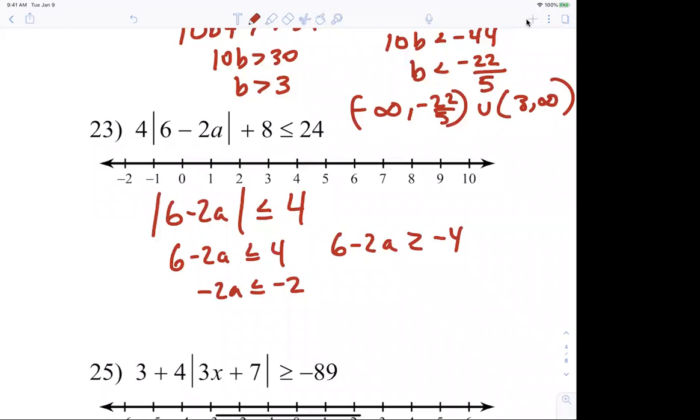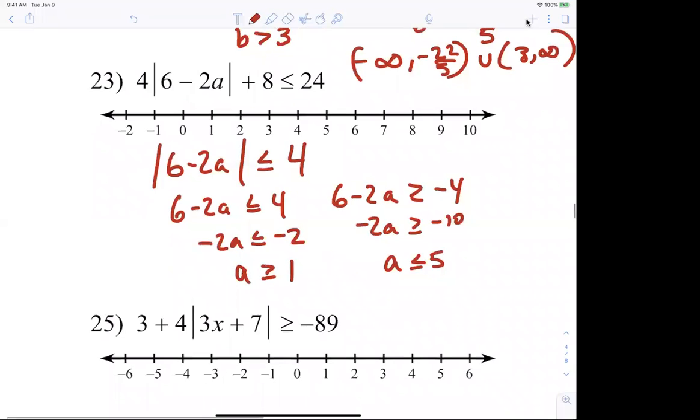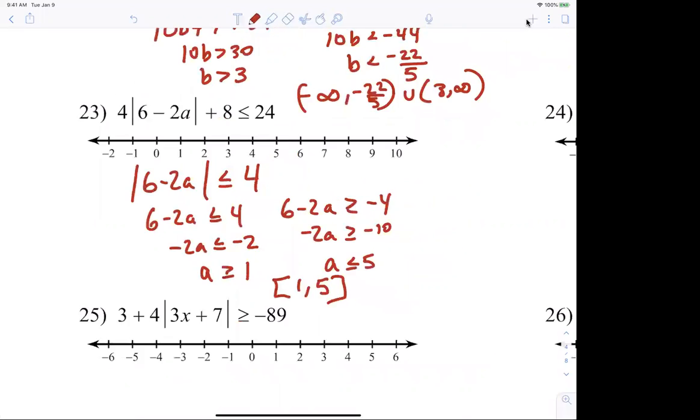Okay, now remember, here's where mistakes are made. If we divide by a negative, we change the sign. A is greater than or equal to 1. Negative 2a is greater than or equal to negative 10, so a is less than or equal to 5. Again, if you're greater than 1 and less than 5, you make the difference between them. Last one for today, guys, I think.